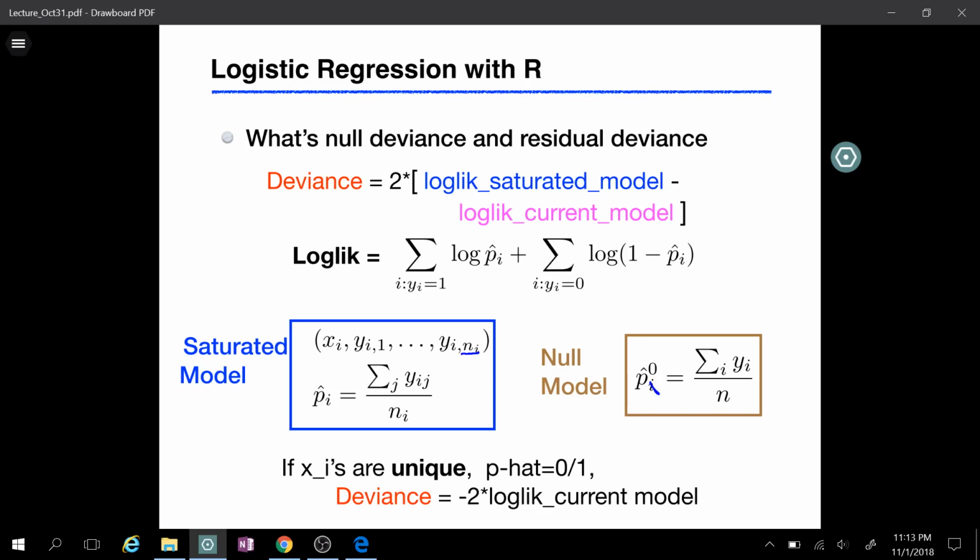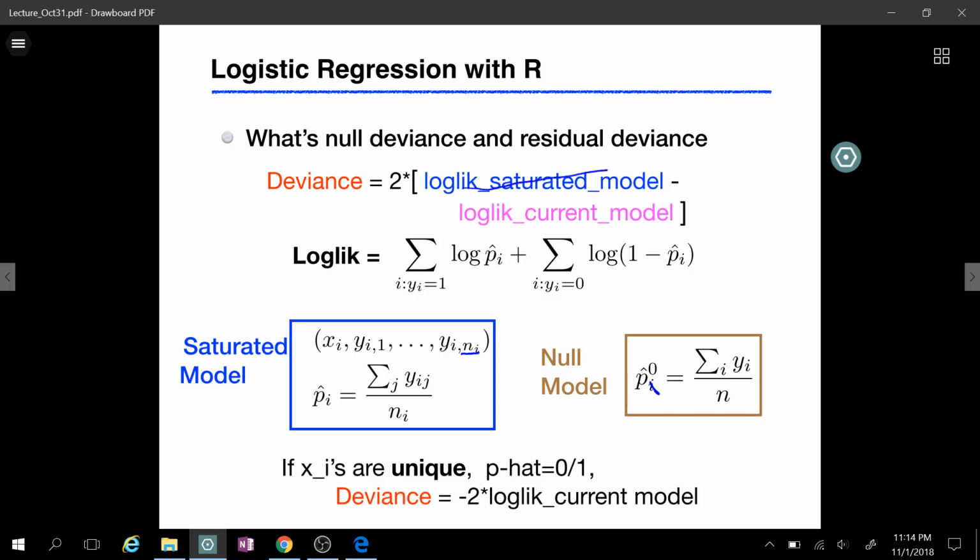Now, if all the xi's are unique, that means our ni is equal to 1. So at every location xi, you either observe y equal to 1 or 0. So you estimate the probability as either 1 or 0, and you're going to find the corresponding log likelihood. Every term is just log 1. So the log likelihood for the saturated model when xi's are all unique is basically 0.